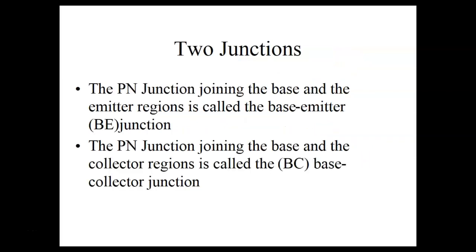So the p-n junction joining the base to the emitter region is called the base to emitter, and we'll abbreviate that BE. So anytime we see that in the data sheet, that means that's the junction between the base and the emitter. The junction joining the base and the collector regions is called the base collector junction, and it's abbreviated BC. So anytime we see BC in the data sheet, that's talking about the junction between the base and the collector. Anytime we see BE in the data sheet, this is talking about the base to emitter junction.